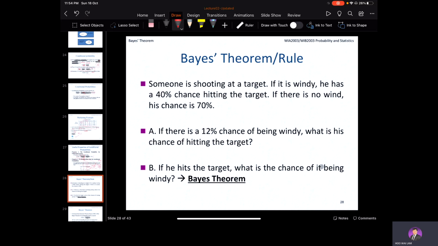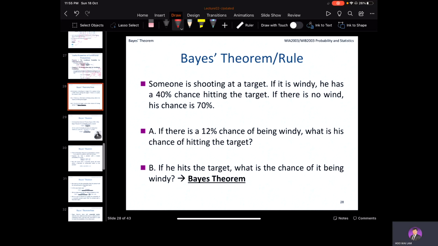And if he hits the target, what is the chance of being windy? You actually notice that there are two main things. One is windy, and the other is whether he hits the target or not. And Bayes' theorem will be able to calculate it exactly when you have these kinds of information. Okay, you have some probability in terms of whether it is windy or not, or whether he is hitting, based on different kinds of conditions. And these conditions help you to calculate your final outcome, in terms of the probability that you intend to get.